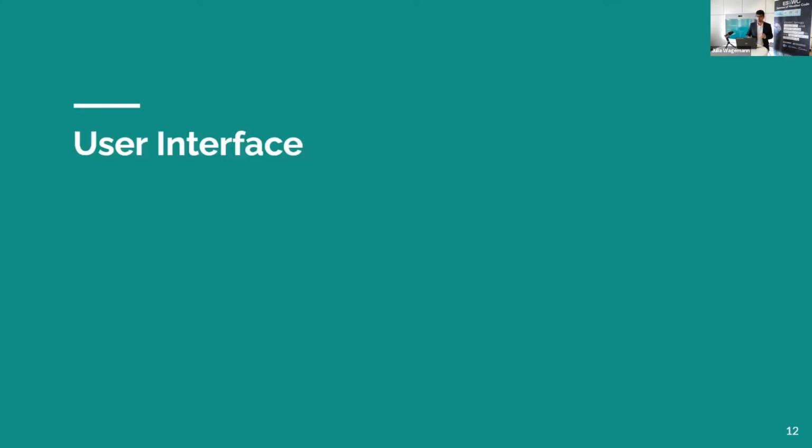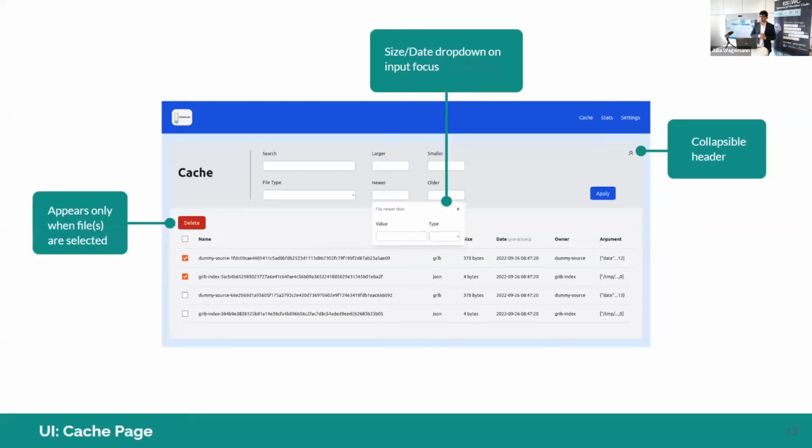All right, so this is a few slides just to show you what the UI looks like. This is the main page. This is the cache page where, on the top, you can see 6 inputs where you can search for the files or filter them. The header is collapsible. And if you select one of these files on the checkbox on the left, only then the delete button shows up.